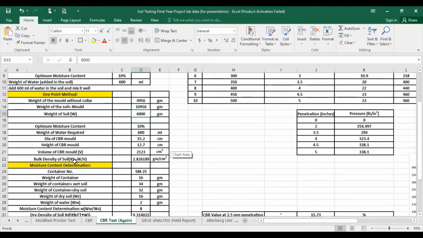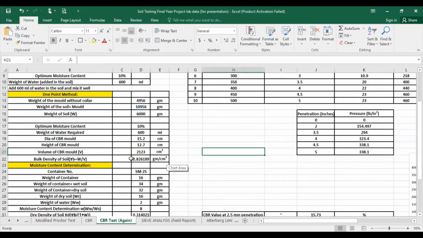Bulk density, how did we get it? Bulk density of the soil comes out to be weight divided by volume. So we took the weight of the soil divided by the volume of the CBR mold, and we got the bulk density of soil. I am going to repeat it again: 6,000 divided by 2123, and you will get the bulk density of soil in gram per centimeter cube.